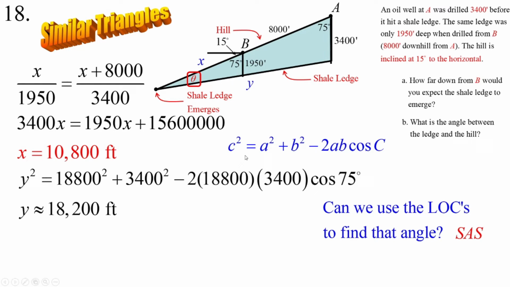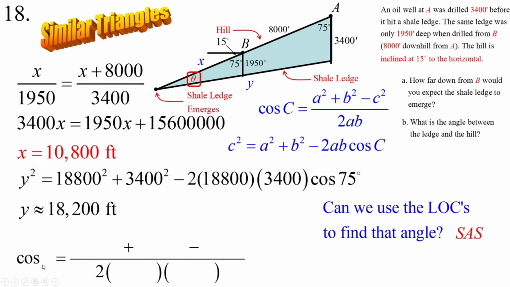So instead of going c squared equals a squared plus b squared minus 2ab cosine of c, I can go cosine of my included angle c equals, and then I've got my legs a squared plus b squared minus the opposite squared, c squared, over 2 times a times b. All right, so let's put that in the language of this triangle. We're not looking for angle C, we're looking for angle theta.